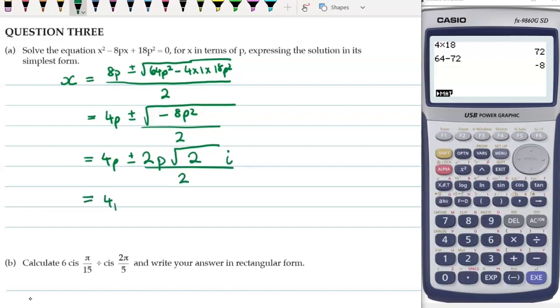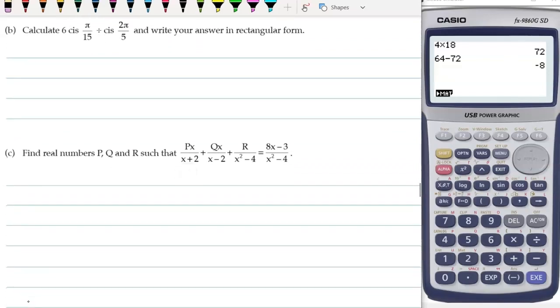So tidying that up, we have 4p plus or minus, the 2s cancel, so we've got p root 2 i. It's a little bit weird to write it that way round. We usually put the number first, so that's root 2 p i.